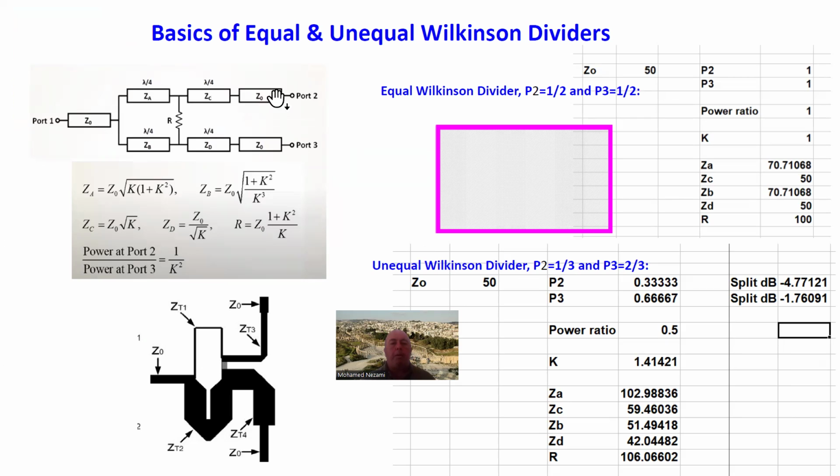This is how we implement a Wilkinson divider, basically. We've got an input impedance and then output impedance is here. And in between, we've got a quarter wave transformer that transforms the parallel combination impedance in here to match with this one. And you've got the resistor in here. Now, there is a set of equations. These set of equations, based on the power ratio between output 2 and output 3, we can come up with these impedances in here.